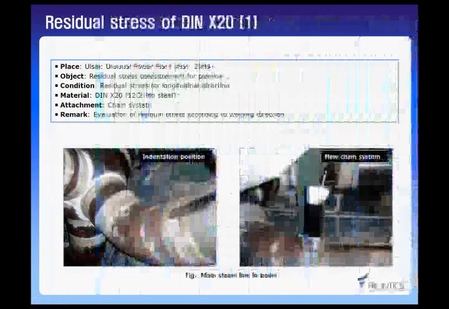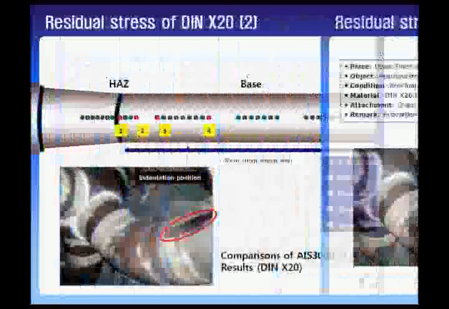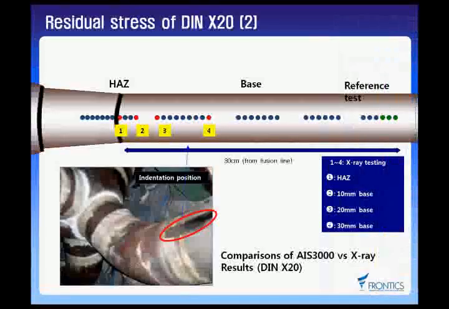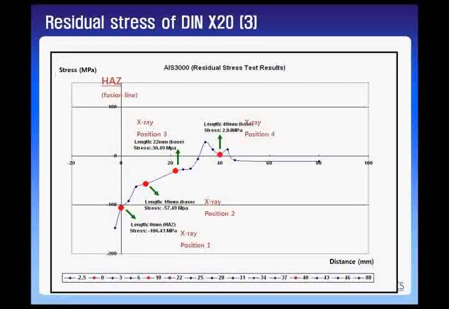In another X-ray diffraction case, we tested a pipeline at a power plant, a chain system. The test was conducted at the heat-affected zone with the base metal. The result of X-ray diffraction is indicated in red, while IIT is in blue. Again, the results are similar, yet IIT was much faster to perform.